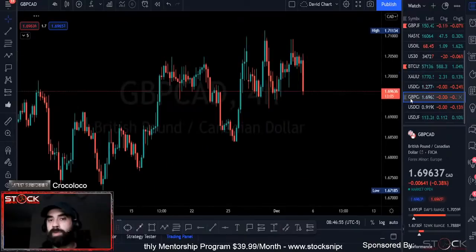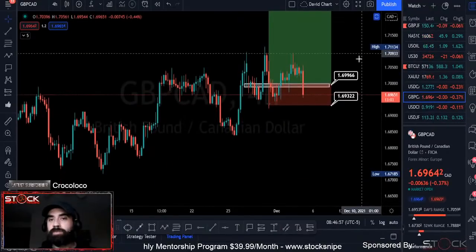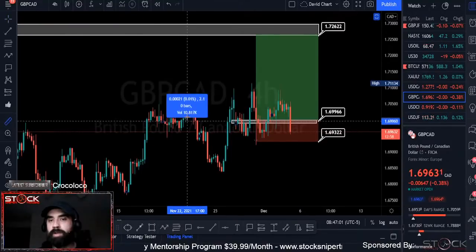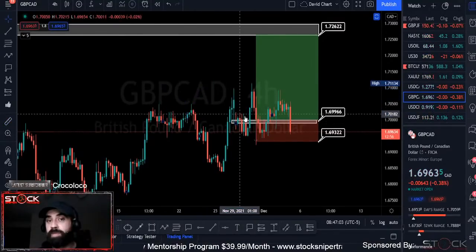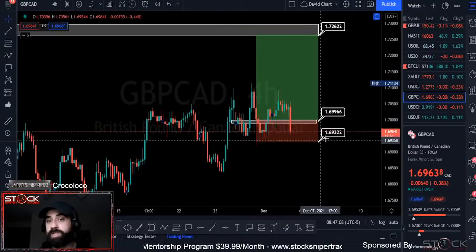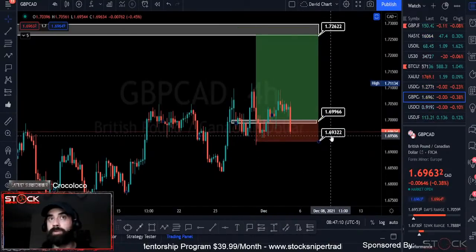We did GBP CAD as well. You can see that it was running. Okay, this is on the 4 hour. GBP CAD also ran, about maybe 95 pips. Okay, in and out. Now you're selling off, hitting the stop loss, almost coming down to that 1.69322.